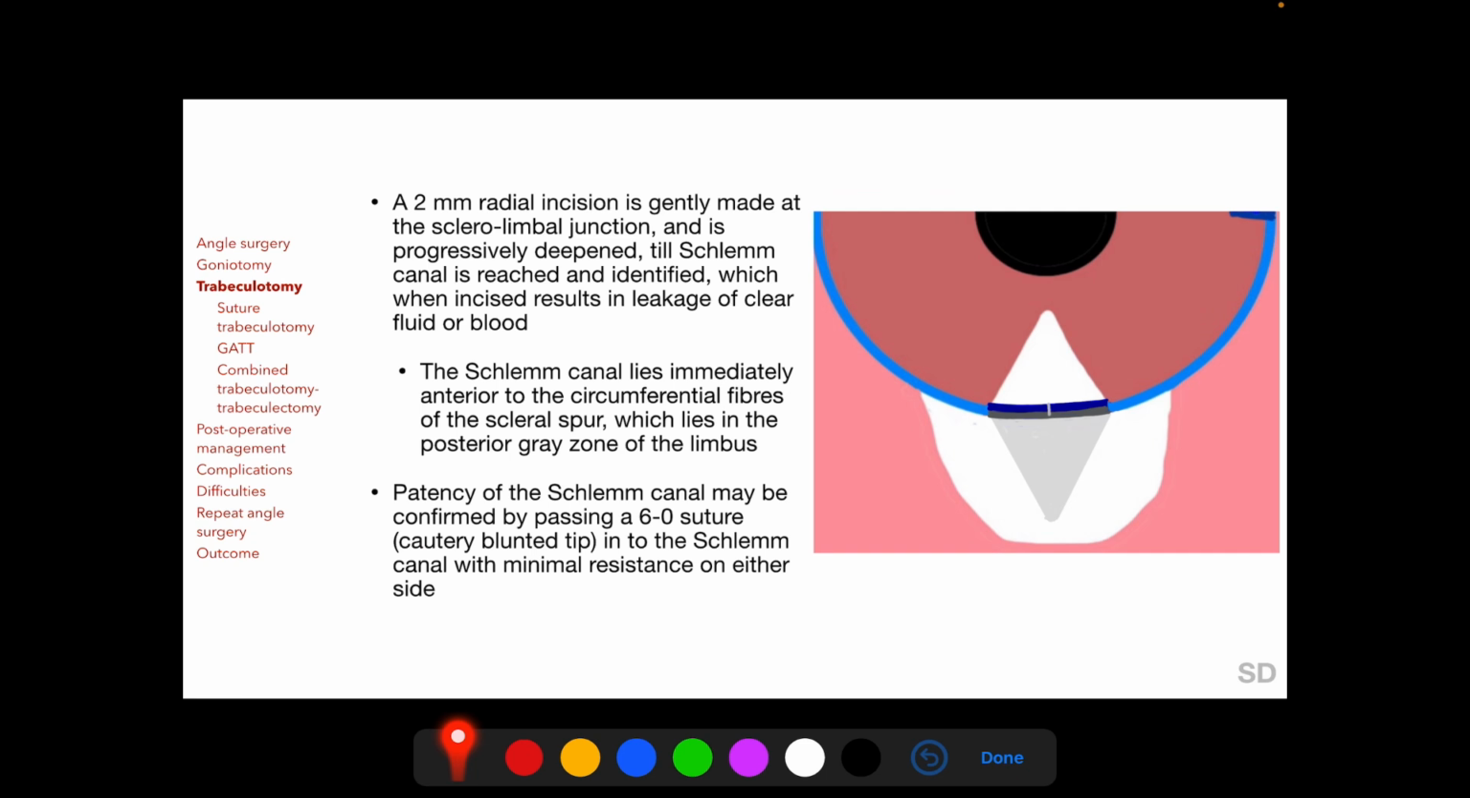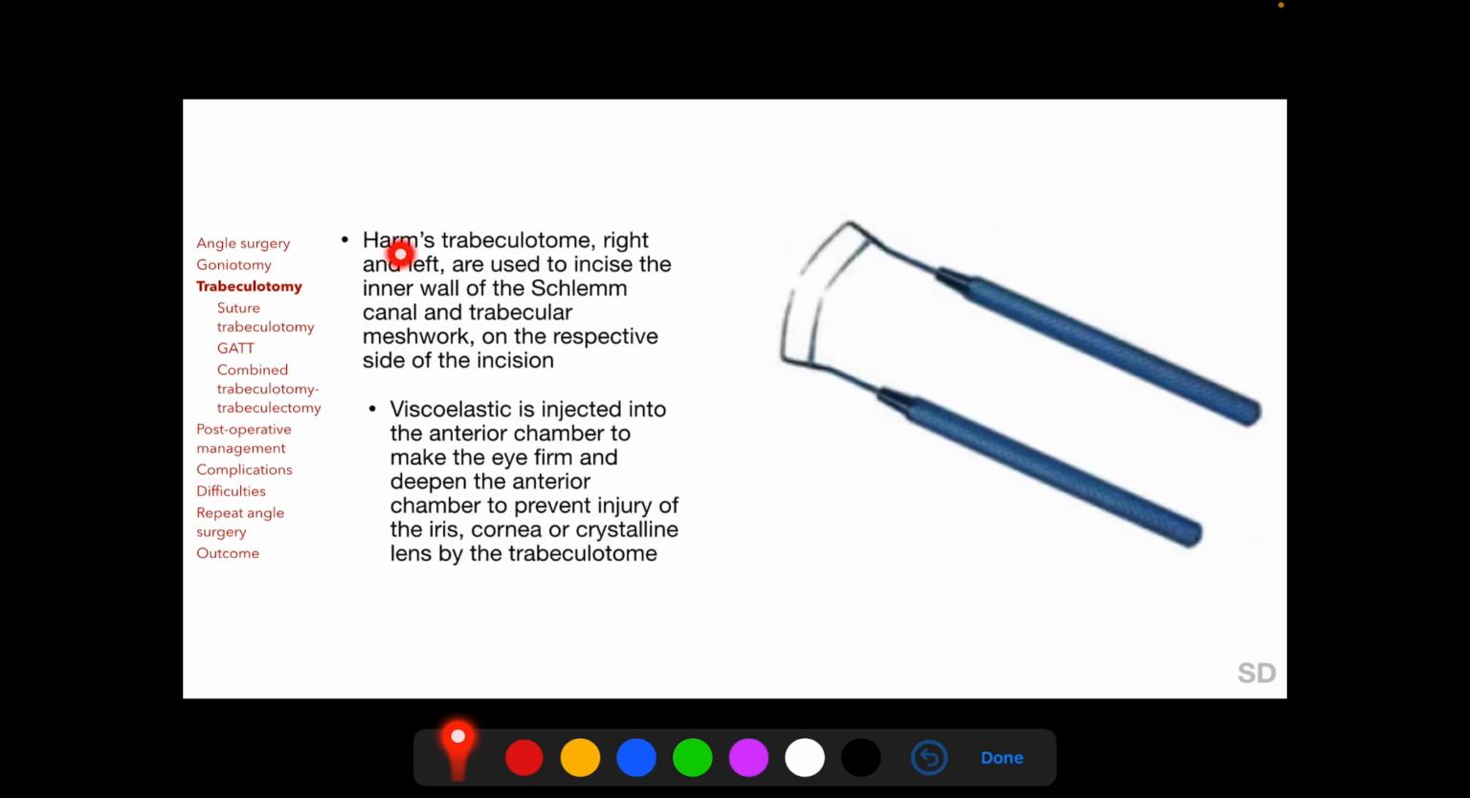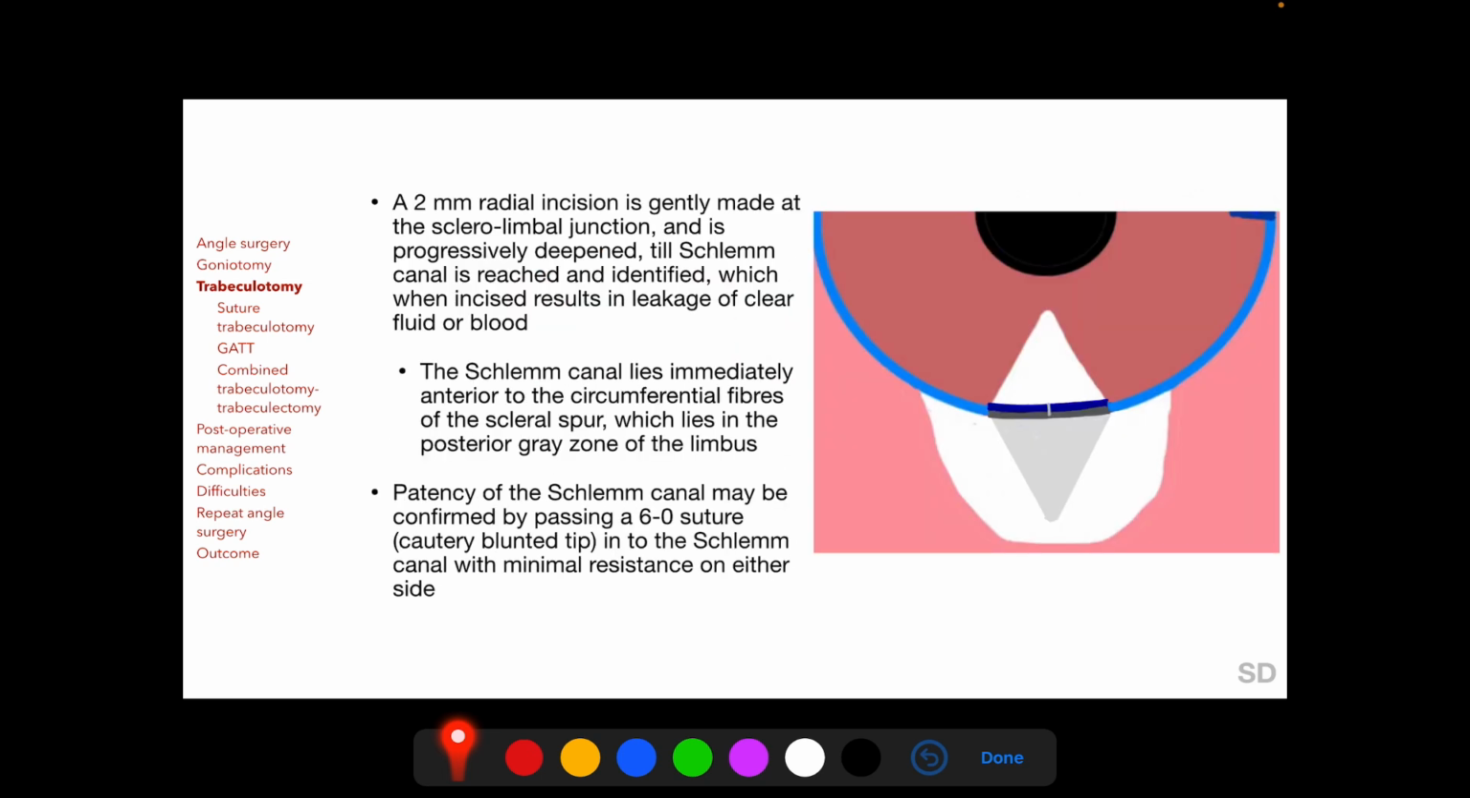For the trabeculotomy incision, a pair of Harms trabeculotomes, a right one and a left one as shown here in this photograph, are used to incise the inner wall of the Schlemm's canal and the trabecular meshwork, with the right Harms trabeculotome used for the right side of the incision and the left Harms trabeculotome used for the left side of the incision.